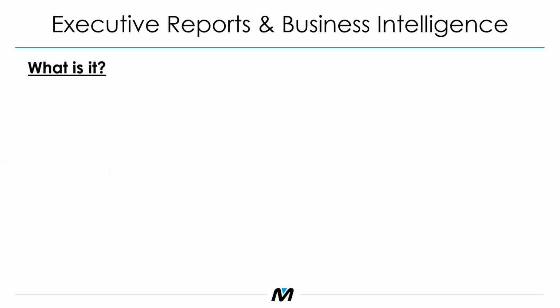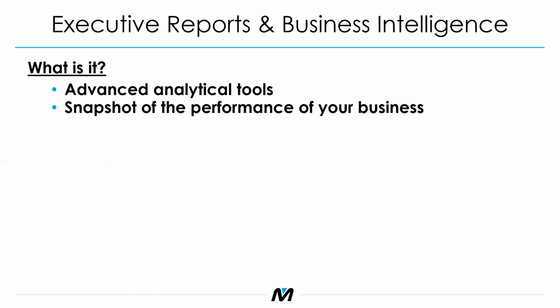So what exactly is business intelligence? Priority BI is a series of advanced analytical tools that allow you to see how your business is performing at any given time. You can think of it like a snapshot of your entire organization, as it will change from day to day and possibly even within a day.